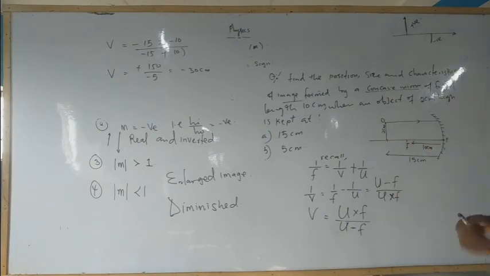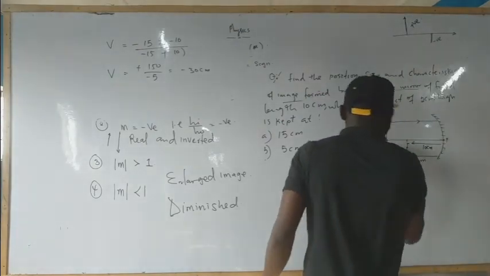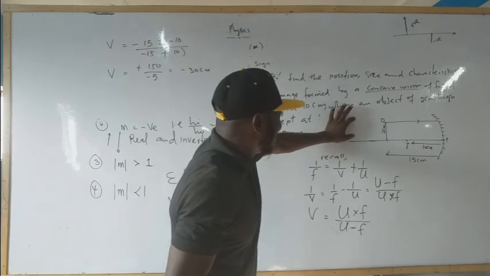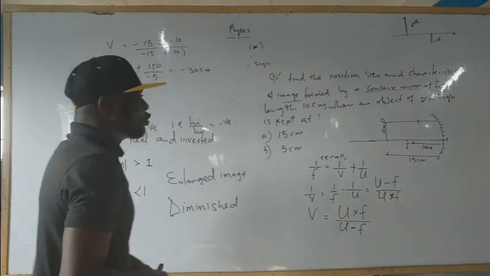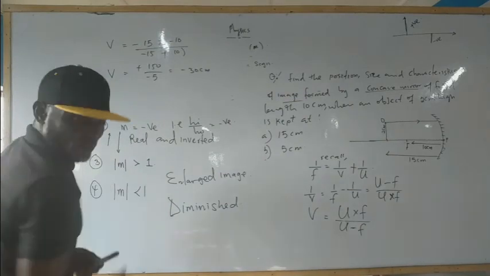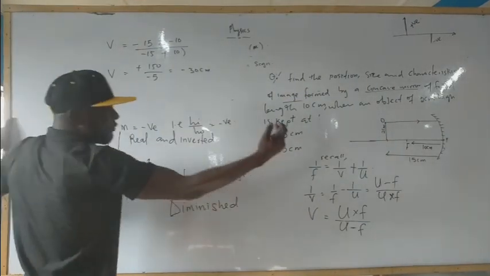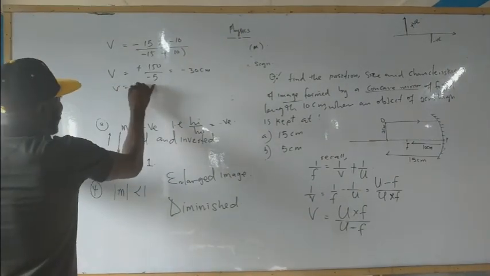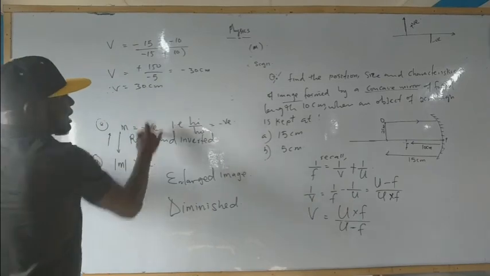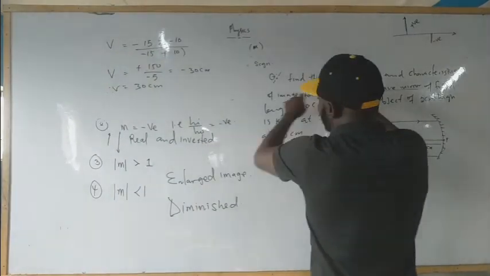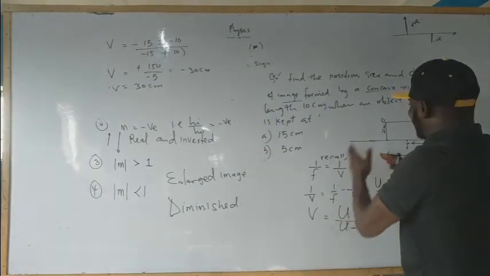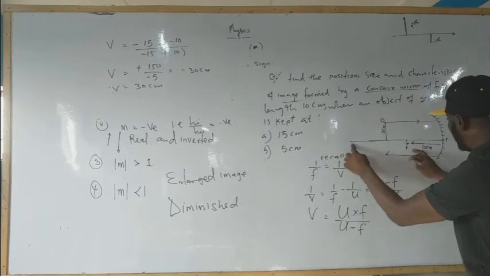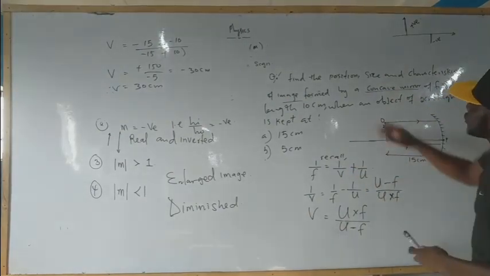Which we can locate here, the image will be somewhere around there. So it can be deduced that since this is negative, it is opposing the direction of the incident ray. So therefore we can say V is equals to 30 centimeter. That will be the position. So the image must be placed at 30 centimeter behind the mirror, at the back of F.